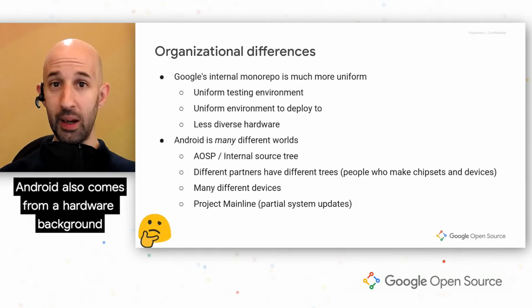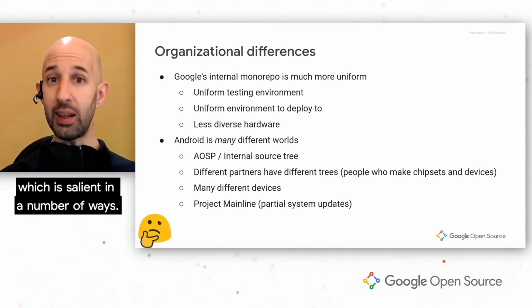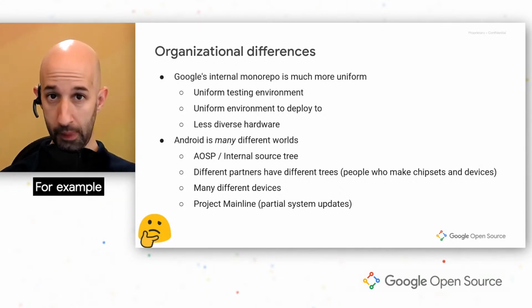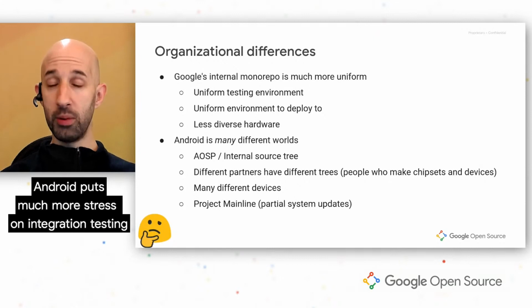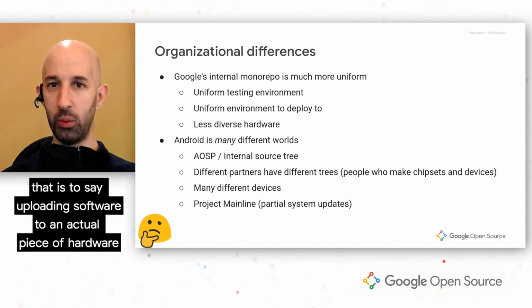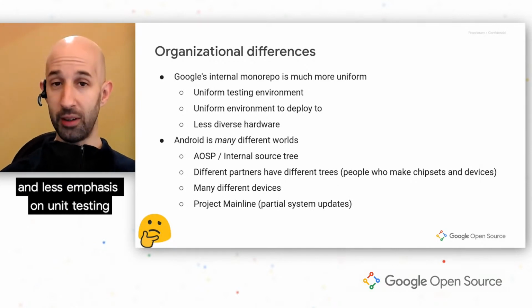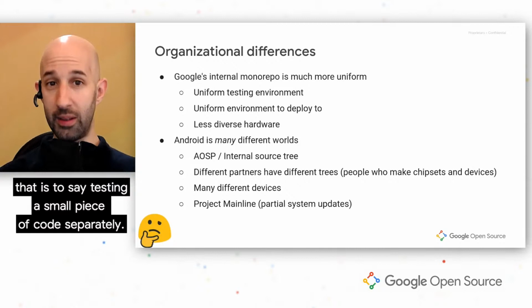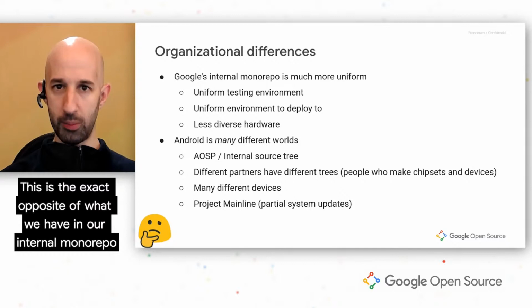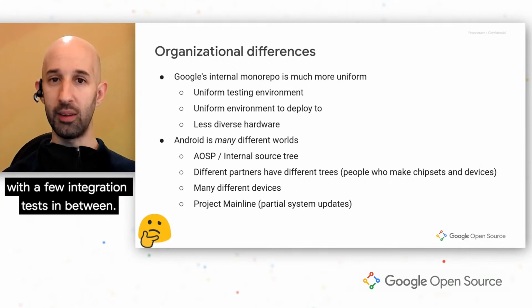Android also comes from a hardware background, unlike our monorepo, which comes from a software background, which is salient in a number of ways. For example, Android puts much more stress on integration testing, that is to say, uploading software to an actual piece of hardware and seeing if it works, and less emphasis on unit testing, that is to say, testing a small piece of code separately. This is the exact opposite of what we have in our internal monorepo, where the rule is unit testing with a few integration tests sprinkled between.